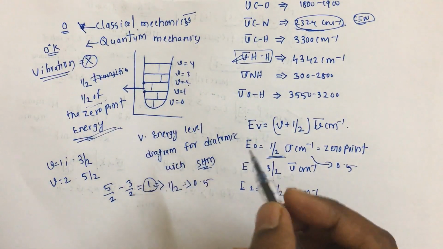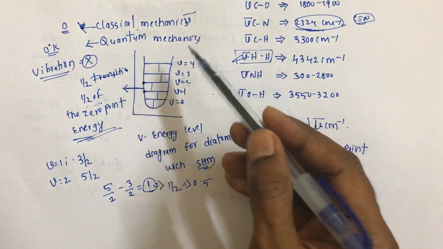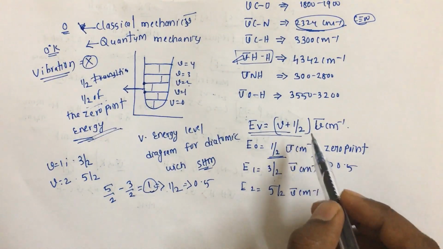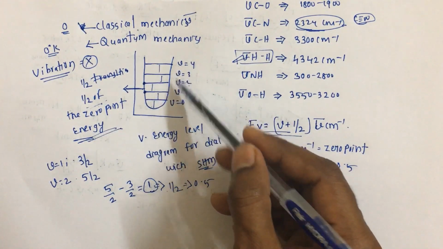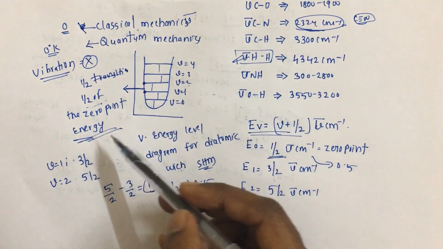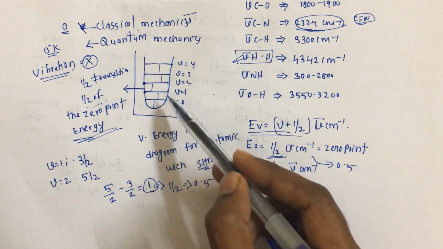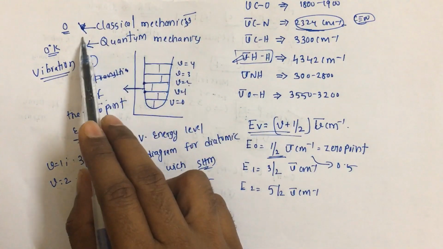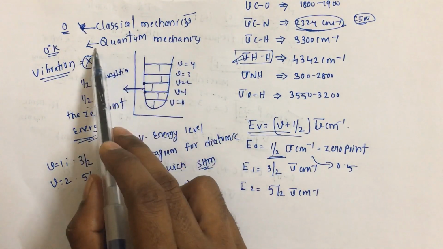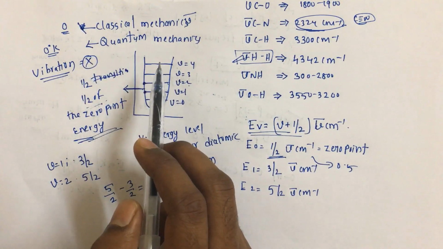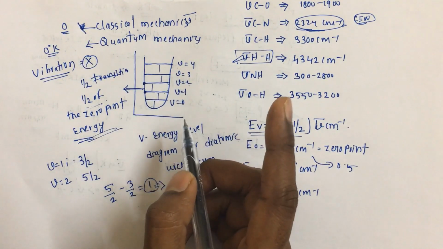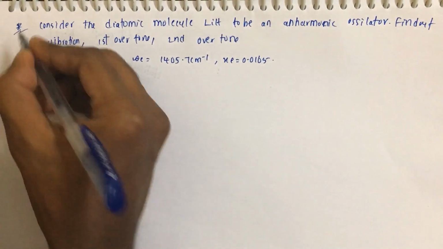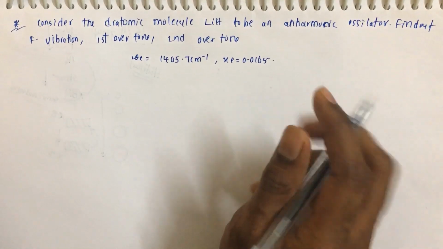Okay, so from here you have to remember this energy level calculation. The problems will be asked on this energy level calculation, and the gap is the same, and the energy difference between any two vibration levels is related to the zero point energy. In classical mechanics, zero point energy is 0. In quantum mechanics, zero point energy is not equal to 0. So these are the points you have to remember. This kind of problem will be asked in the exam. These are simple and easy.